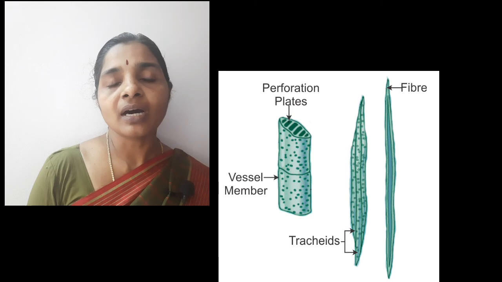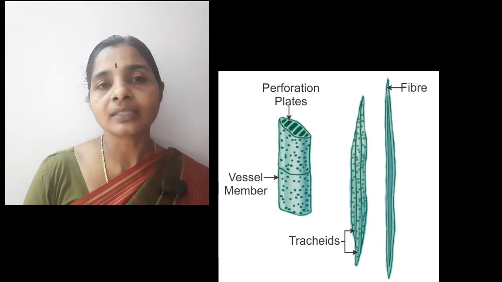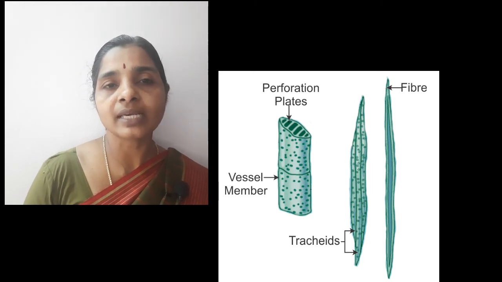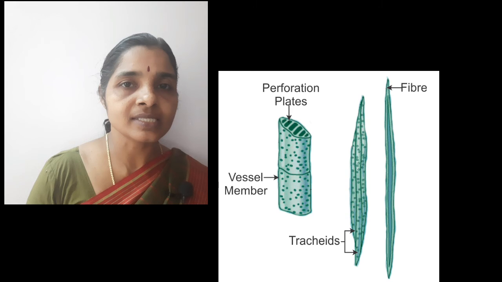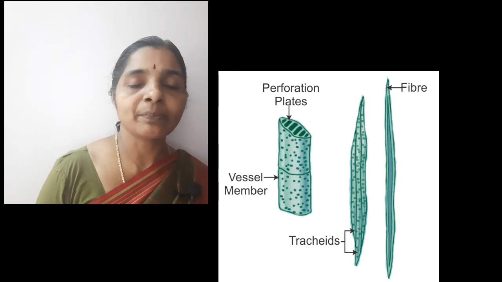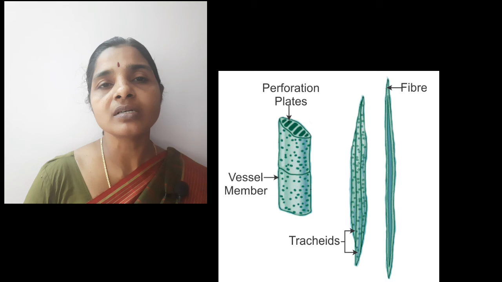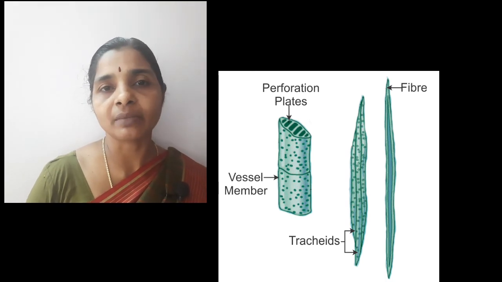Xylem parenchyma are the only living cells present in xylem tissue. All the other 3 elements are dead. These are also elongated cells with tapering ends. What is the function of this xylem parenchyma? Storage of food material. That is the function of xylem parenchyma.